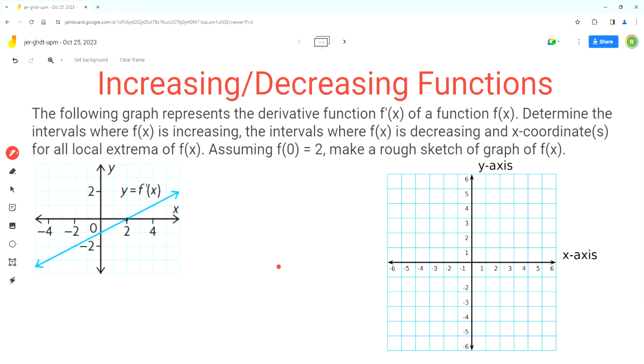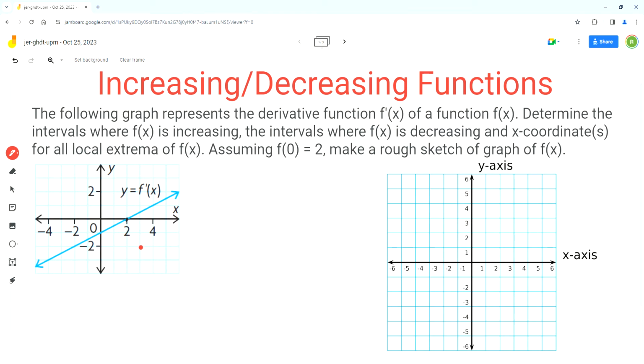So in this video, we'll use the graph of f prime of x to sketch the graph of f of x. As per the problem, the following graph represents the derivative function f prime of x of a function f of x. Determine the intervals where f of x is increasing, the intervals where f of x is decreasing, and the x coordinates for all local extrema of f of x. Assuming f of 0 equals 2, make a rough sketch of the graph of f of x.